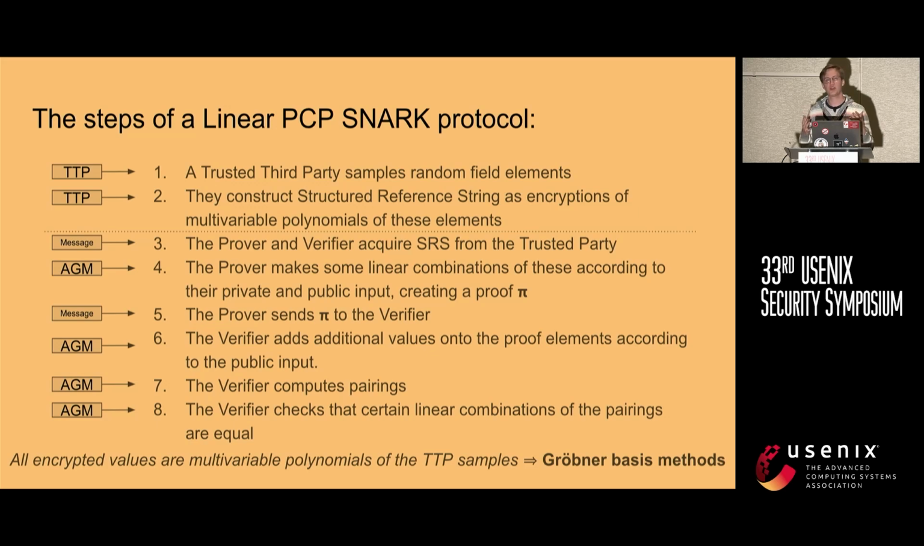And the eventual upshot for this is that the statement of the soundness property for one of these SNARKs is going to take the form of a statement which says that some multivariable polynomial identities imply some other multivariable polynomial identity. And the nice thing about this is that this is the type of problem that is solved by a class of methods called Gröbner basis methods. And so this sort of gives us a way into proving, in an automatic way, that the SNARKs that we look at are sound.